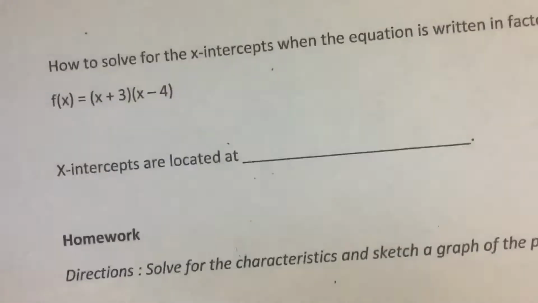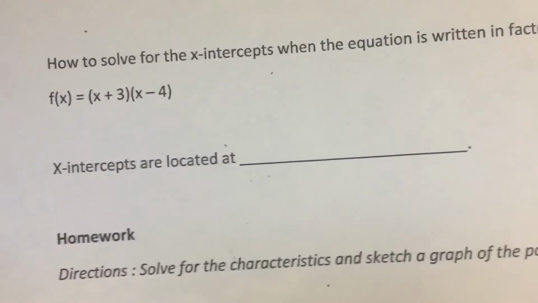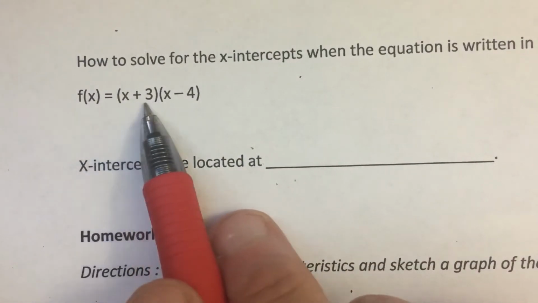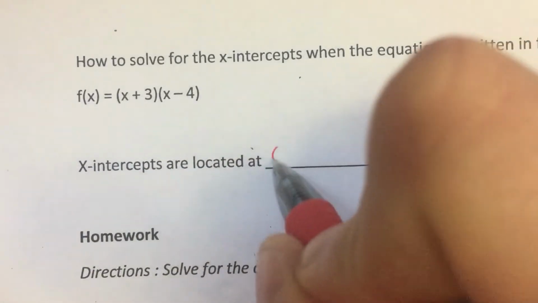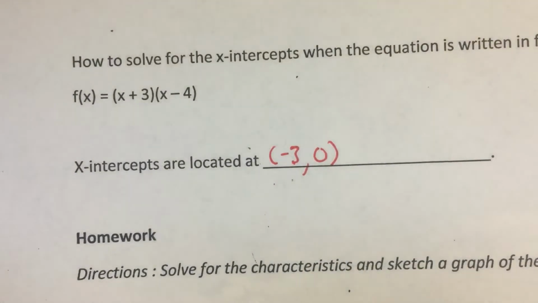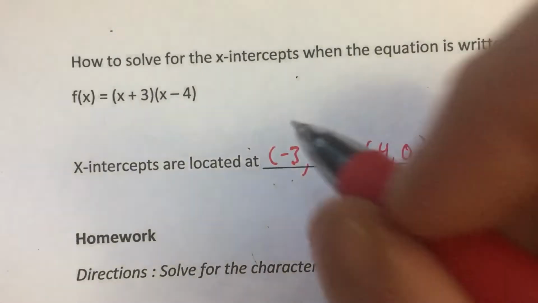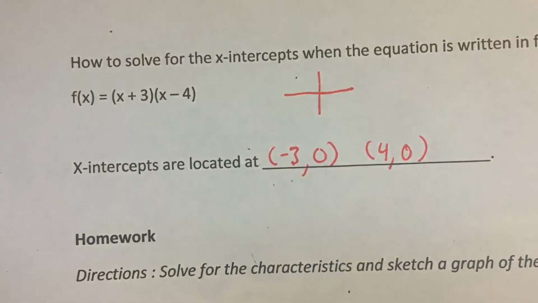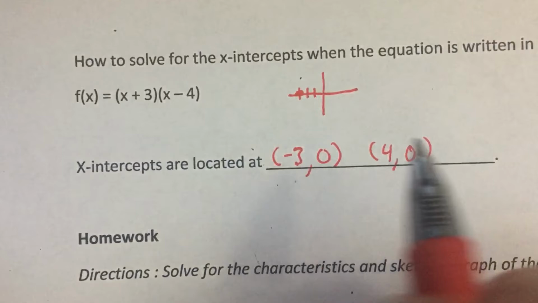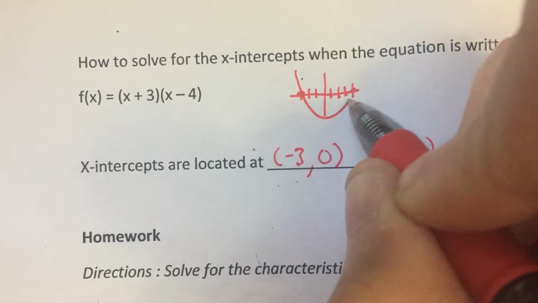Flipping to the back side, if you want to solve for the x-intercepts when it's written in factored form, again, you don't need any mathematics here. You just need to know what you're looking for. Take the opposite of what it is in the first binomial. X plus 3, we're going to call that negative 3. And since it's on the x-axis, it's an x-intercept, we call it negative 3, 0. The opposite of this one would be positive 4, so 4, 0. This is telling me that this parabola will hit the x-axis at negative 3, which is 3 to the left, as well as positive 4, which is 4 to the right. So it probably looks something like this.